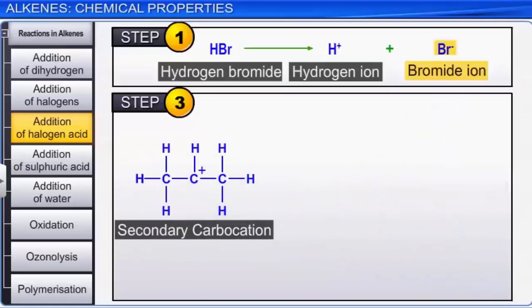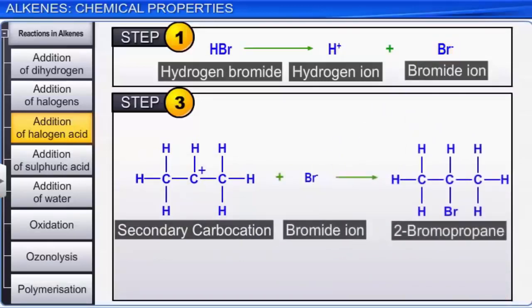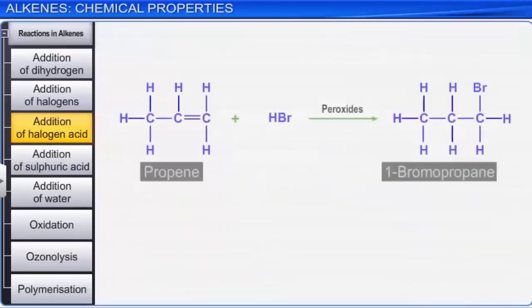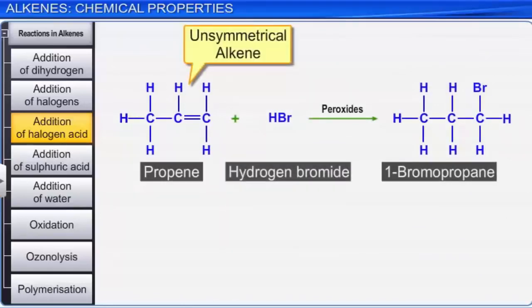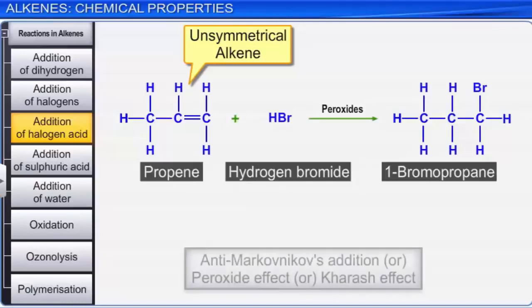Hence, 2-bromopropane is a major product. However, the addition of hydrogen bromide to unsymmetrical alkenes like propene in the presence of peroxide is, on the contrary, to Markovnikov's rule and is known as anti-Markovnikov's addition, or peroxide effect, or Kharasch effect, as it was first observed by M.S. Kharasch and F.R. Mayo in 1933 at the University of Chicago.